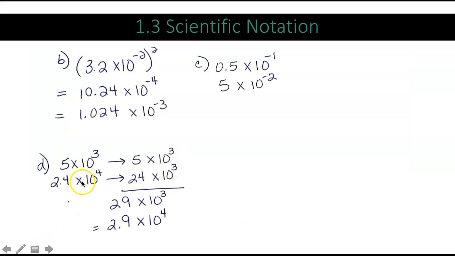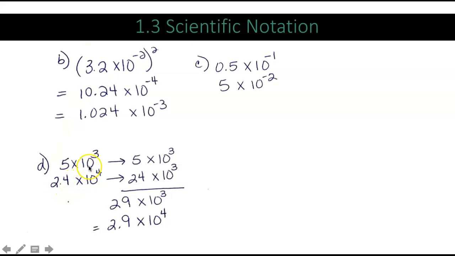I chose to keep the 5 times 10 to the third the same, and I chose 2.4 times 10 to the fourth, and I chose to fix it so that they both have 10 to the third power. So like I said, to adjust it so that I end up with both of them having the same exponent, the 4 got smaller by becoming a 3. So to balance it out, this has to become larger. So it's not going to be 0.24, it's going to be 24.